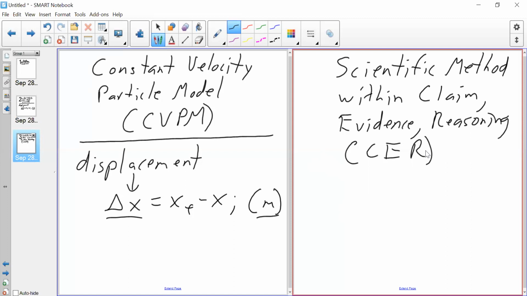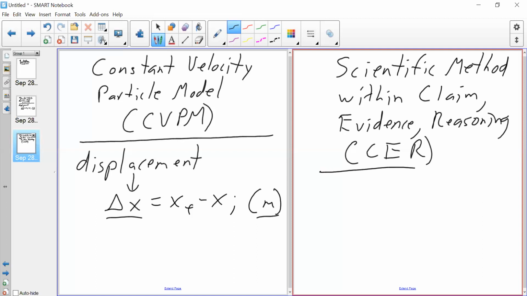Reasoning is interpretation of data via graphs, equations, standard deviation, standard error, and conclusions. Without the conclusion, the evidence is all the other things: tests, organization of data, graphs, etc. And reasoning would be the conclusions. At the end of my experiment, this is what I've found. This is my reason for why I believe it's going to happen. Here's the evidence that supports that claim. And now I'm reasoning it out through analysis or conclusion.